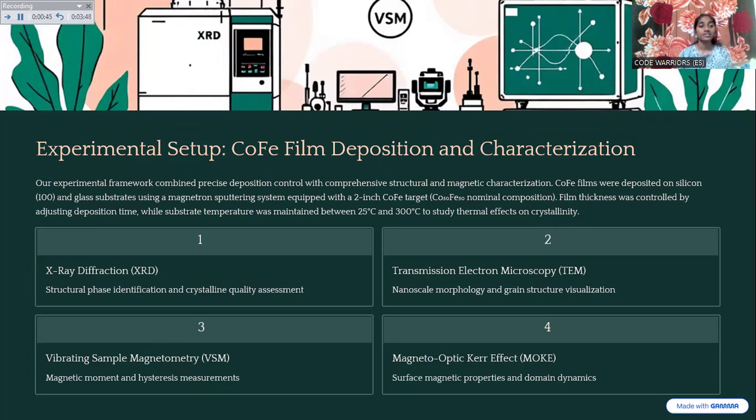First, X-ray diffraction (XRD), structural phase identification and crystalline quality assessment. Vibrating sample magnetometer (VSM), magnetic moment and hysteresis measurement. Transmission electron microscope (TEM), nanoscale morphology and grain structure visualization. Magneto-optic Kerr effect (MOKE), surface magnetic properties and domain dynamics.